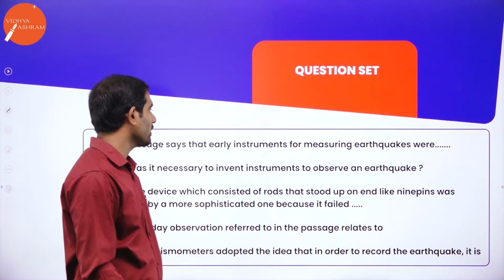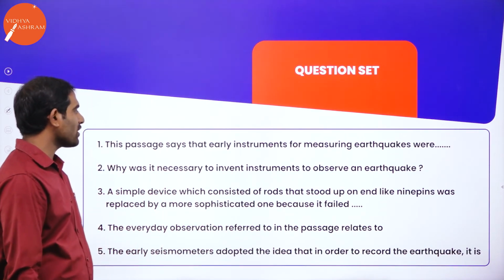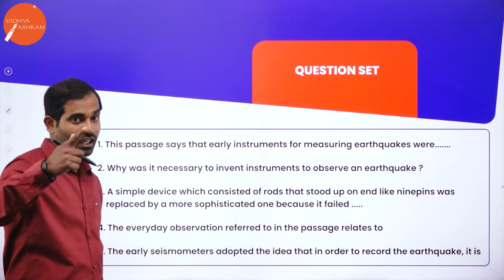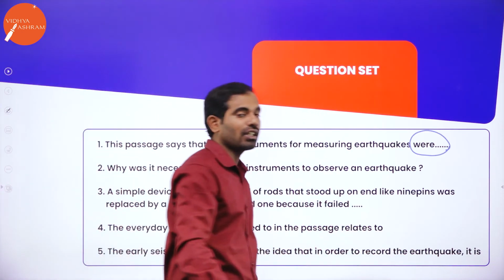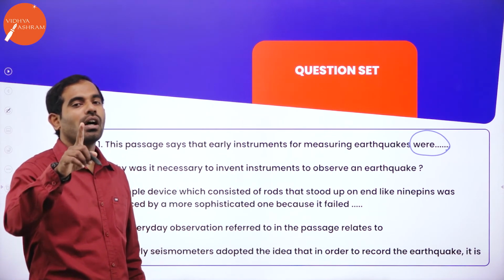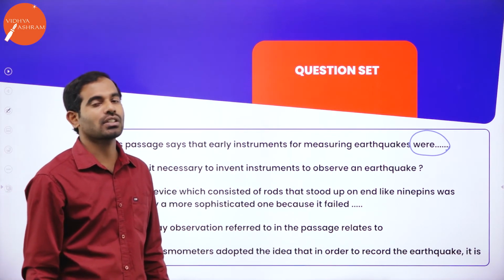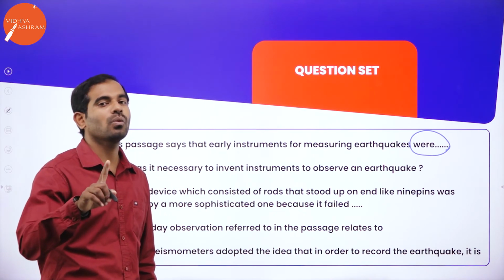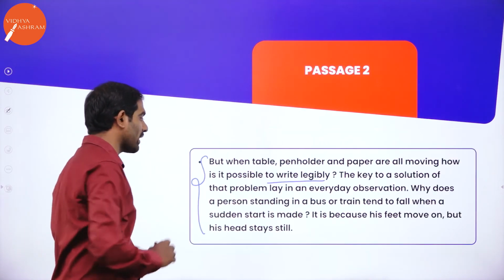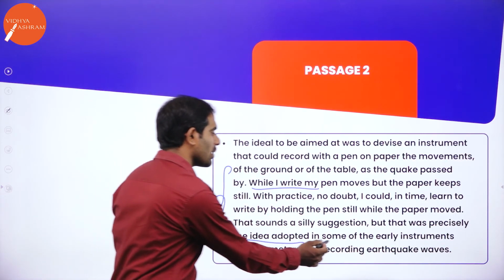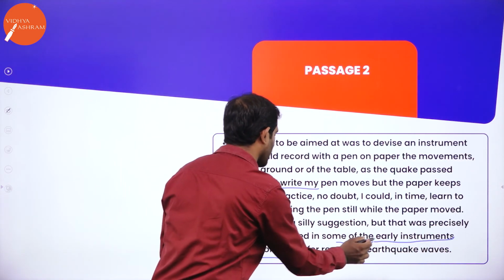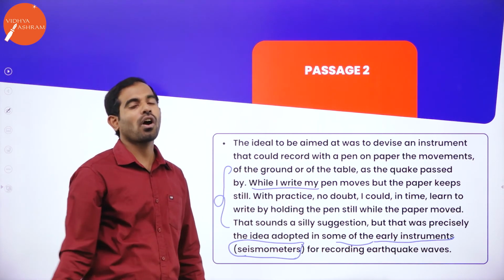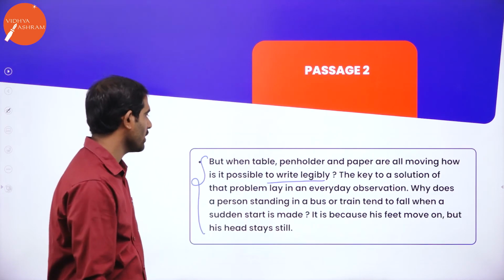Now let us solve the question. So this passage says that early instruments for measuring earthquakes were... the moment you read this question, you might think the answer would be seismometer. No, it is the rods and the table which were placed, the early instruments. If you read here, some of the early instruments are given, but it is not the seismometers actually. It is about the rods and the table which were placed.